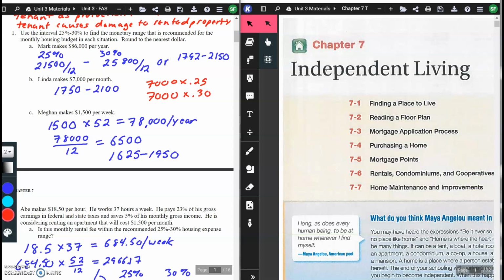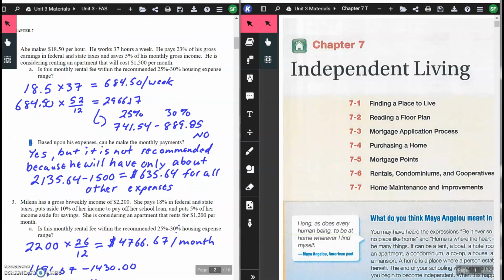Megan makes $1,500 per week. So you're going to take your $1,500 times 52 weeks, which gives you $78,000 per year, and then take $78,000 divided by 12 to find out how much per month. So this $6,500 is per month. You're going to take your $6,500 times 0.25, and your $6,500 times 0.30, and that'll give you your range. So she can pay anywhere between $1,625 and $1,950 per month.